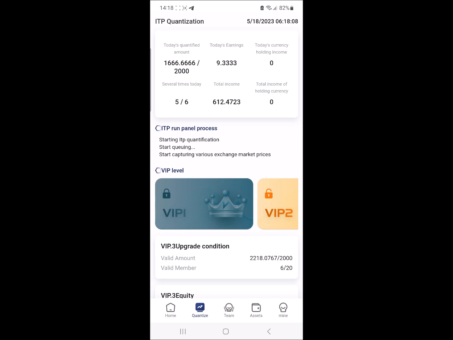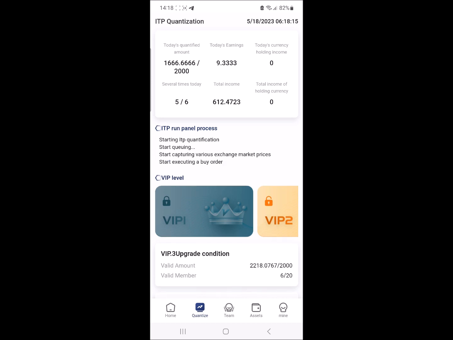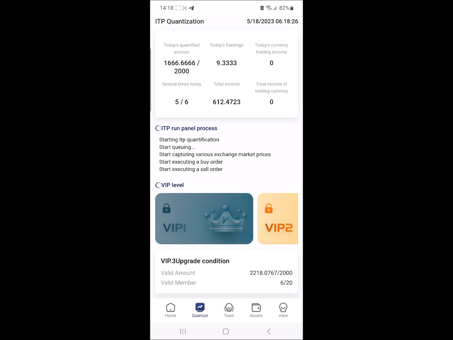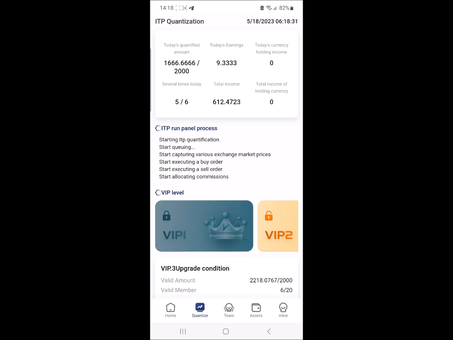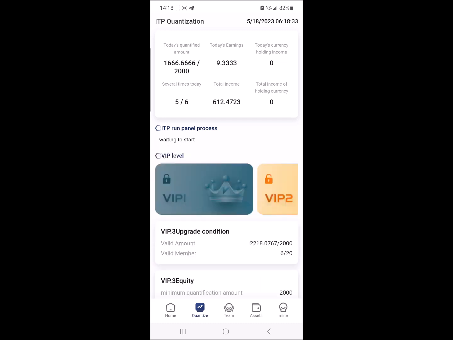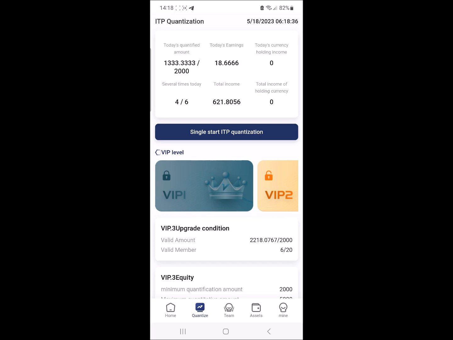Okay, so the AI is capturing information about the various exchange markets around the world and the prices they're selling at. Starting a buy order. Again, it buys at a low price, sells at a high price. Okay, so come up, start allocating commissions. Again, if you look at the top middle, you'll see that figure's jumped from 9 to 18. Again, I've got six of these.